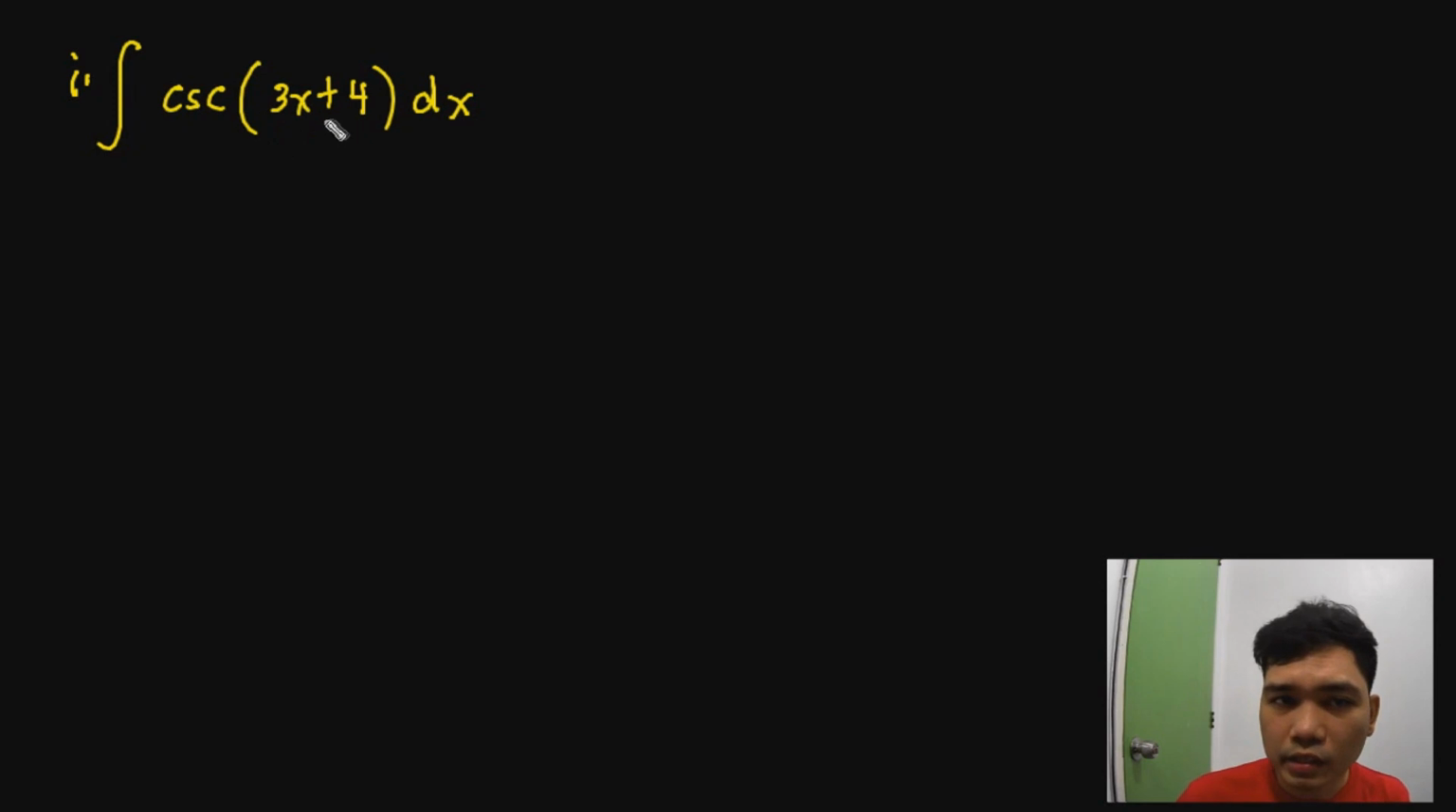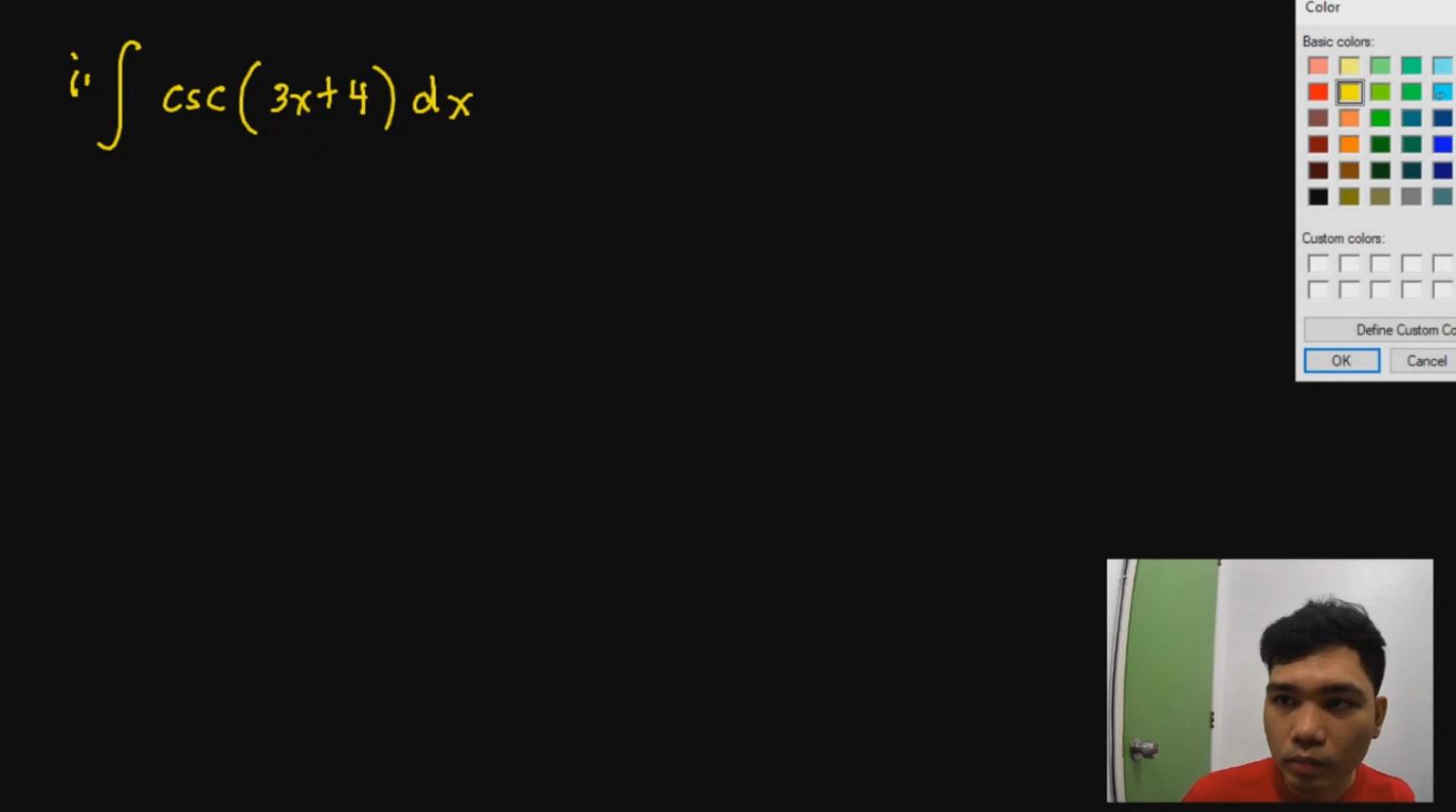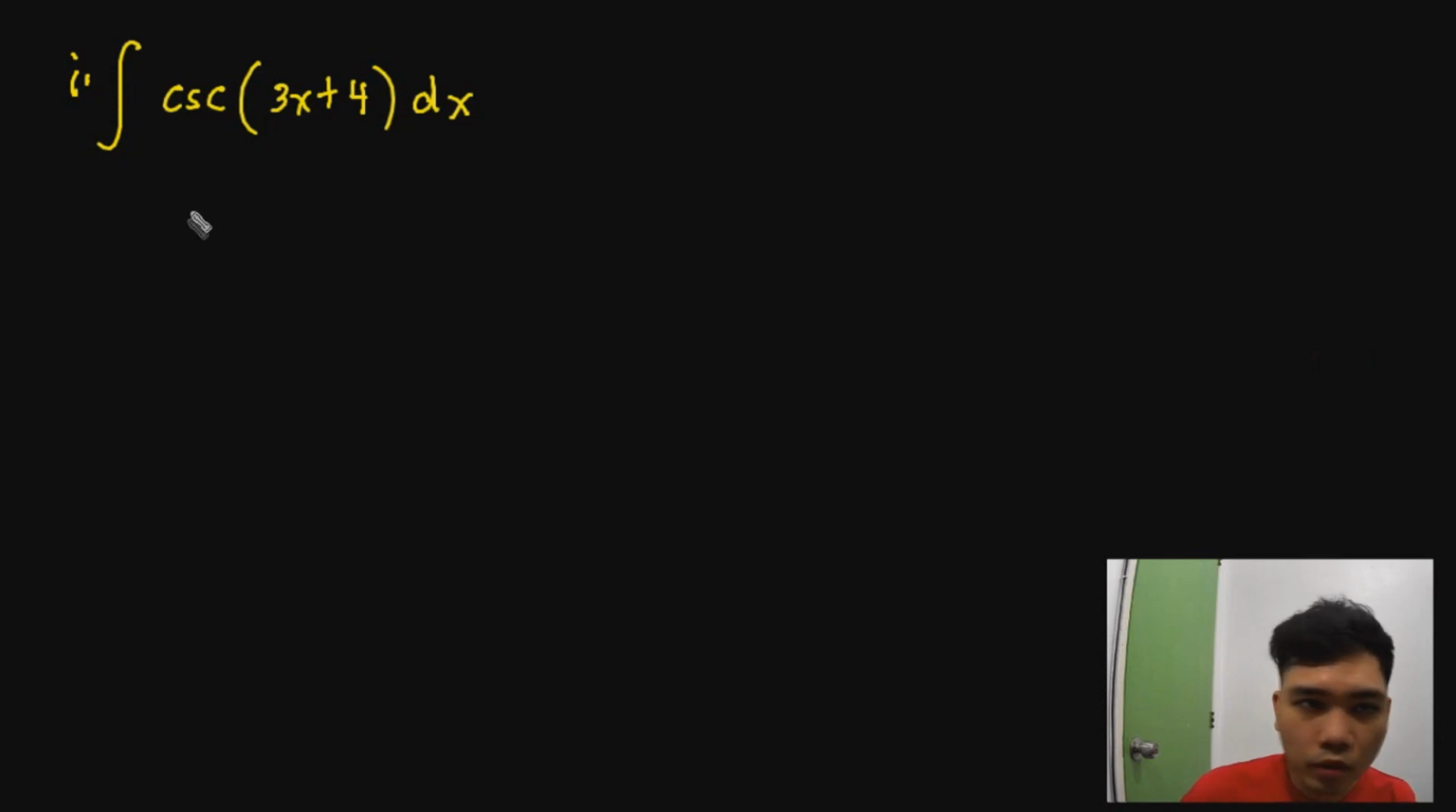But the thing here is, how do we apply it when we have this kind of function that is not just simply x? So what you have to do is to just use that rule. So in this case, our answer would simply be equal to the ln, or the natural logarithm, of our expression itself, which is the cosecant. So you just have to copy that, and I'll be using also the absolute value symbol. So that is cosecant of 3x plus 4, and then you subtract that with cotangent.